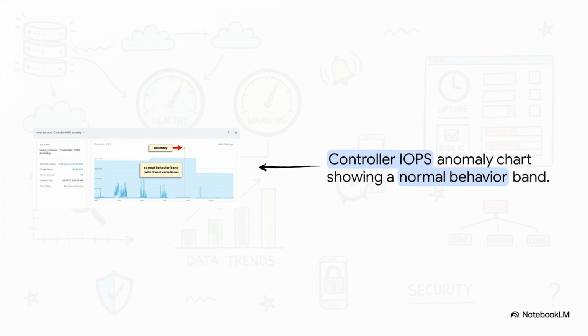And this brilliantly illustrates how the Anomaly engine visualizes its findings. What we're looking at is a controller IOPS chart. That's input-output operations per second. See that light blue shaded area stretching across the middle? That is your normal behavior band.